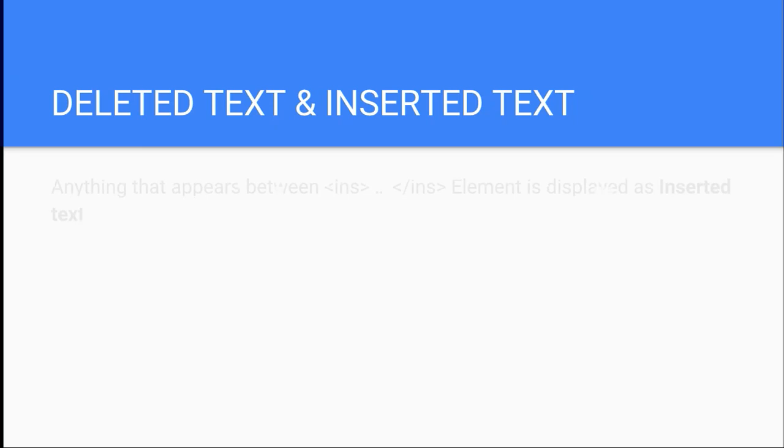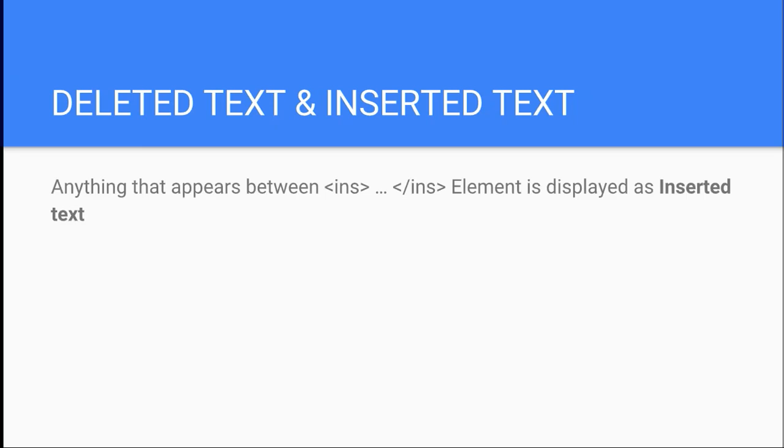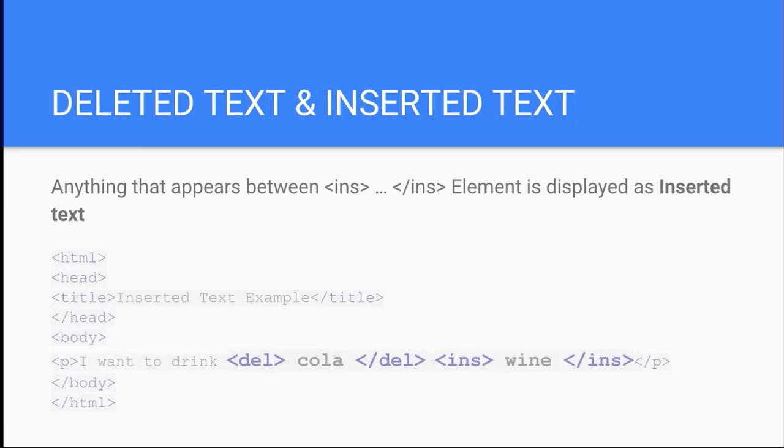And the next one is deleted text and inserted text. Anything that appears between ins and /ins elements is displayed as inserted text. So to insert any text, we need to delete something. So you can erase a word from the paragraph to replace it with a different word. This is actually a different and quite interesting element to try. So let us see how it works in our text editor.